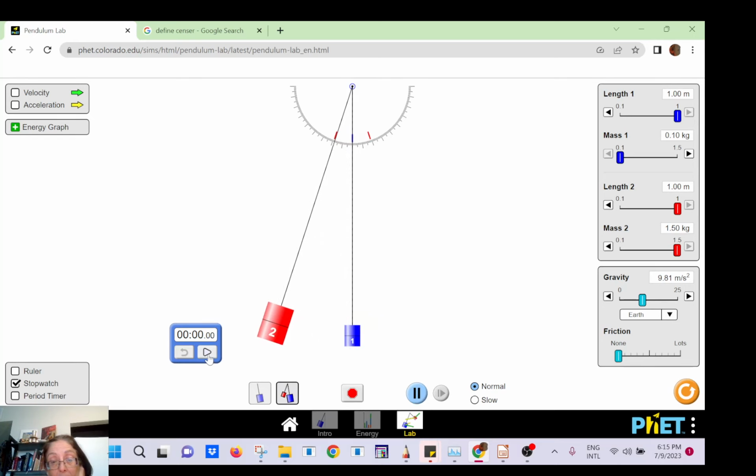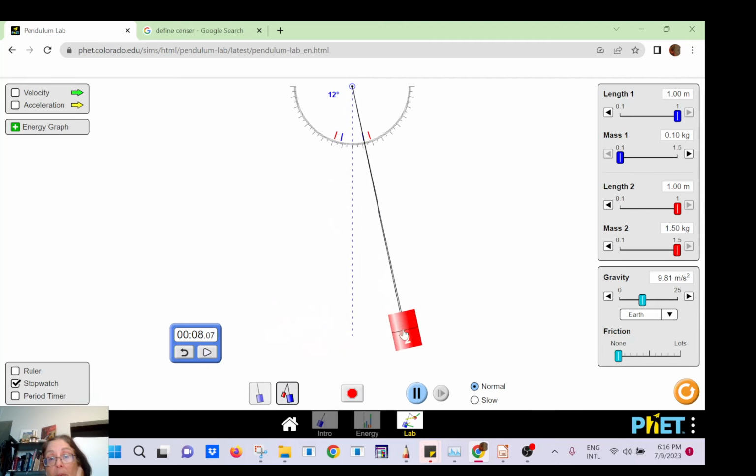Let's try to find the period. Start. 1, 2, 3, and 4. Stop. So 8 seconds. Okay, so let's find out for the blue. So now we're going to focus on the blue. We're going to take the same amplitude. Okay, so we are only changing the mass.